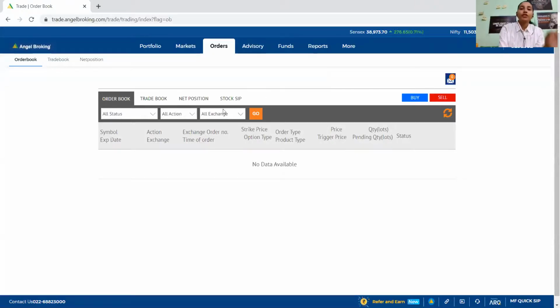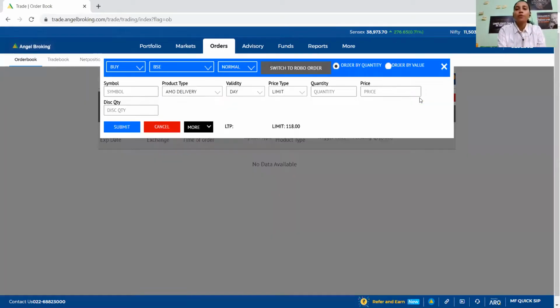First of all, there are only two things: either you are buying something or you're selling something. There is no other way. In this I will talk about only cash. First we talk about cash. So for example, here's an option of pressing the buy button. As we are doing this after the market, it will show after market delivery order, but normally during market time it generally doesn't show after market orders.